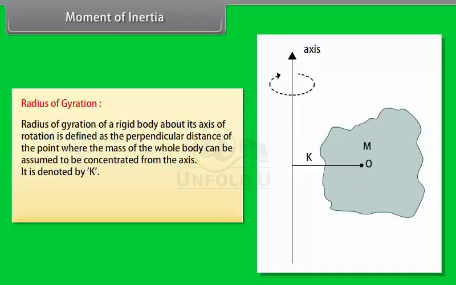It is denoted by k. Its expression is given by I = mk², which is equal to the summation from i = 1 to n of the product of mi and ri².